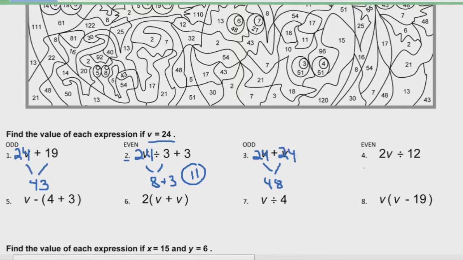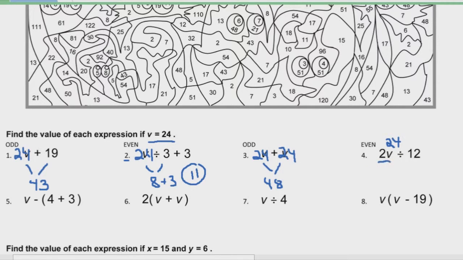All right? All right. Problem number 4. You've got 2 next to v. And you know v is going to be changed or substituted to 24. Now, what does that mean? Does that mean 224? No. When you have a number next to a variable, it means multiplication. And also, when you have two variables next to each other, it means multiplication.